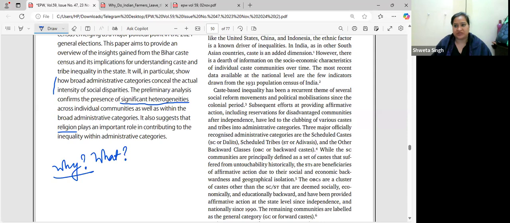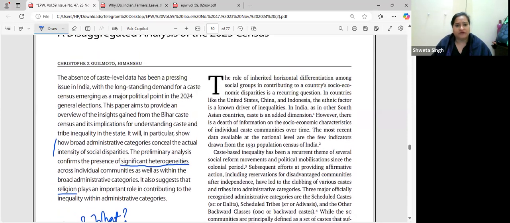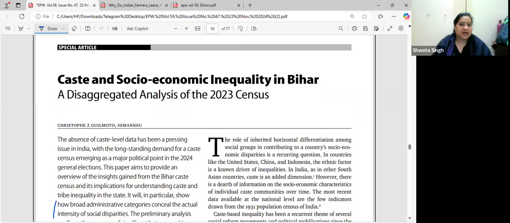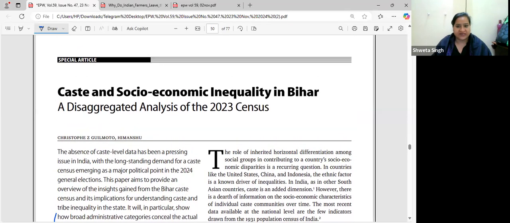So first, why is it important? Now, the topic that I have given to all of you to just read and understand was caste and socio-economic inequalities in Bihar, a disaggregated analysis of the 2023 census. Considering that we are preparing for the UPSC civil services exam, why will this exclusive article on Bihar be helpful for my preparation for central services? It is a state-specific concern, but it roused a lot of attention and was constantly published before the election in various newspapers. We all could see that happening.